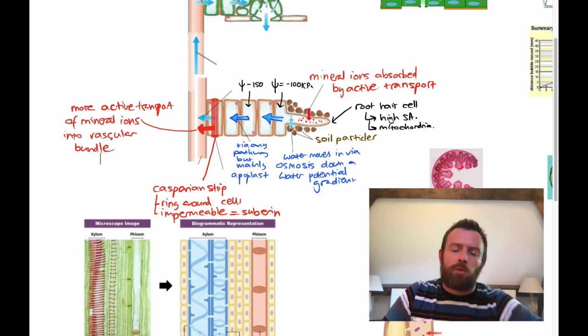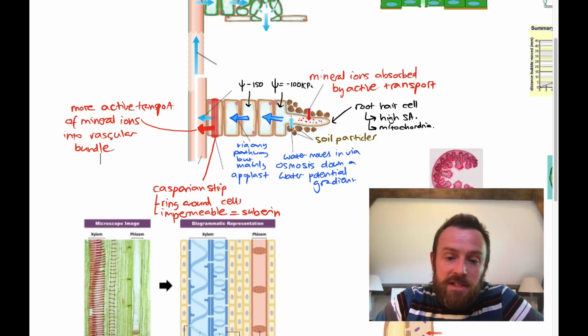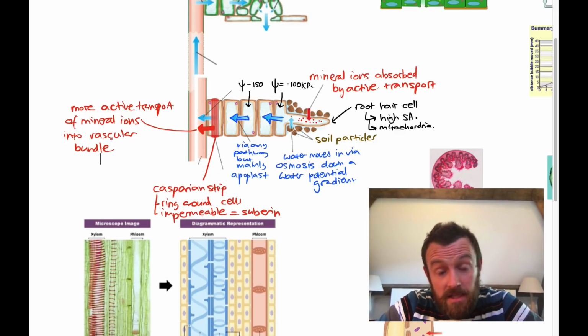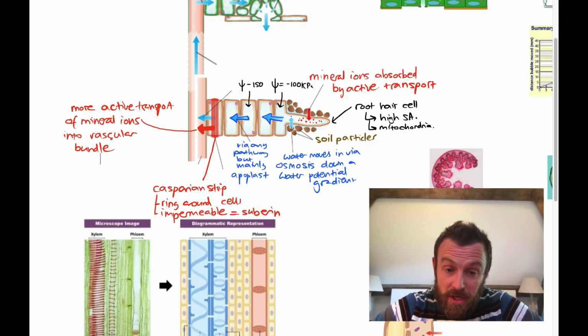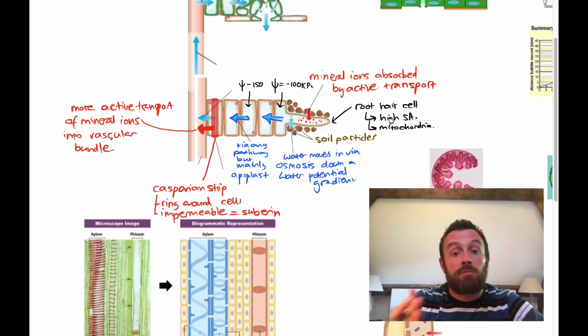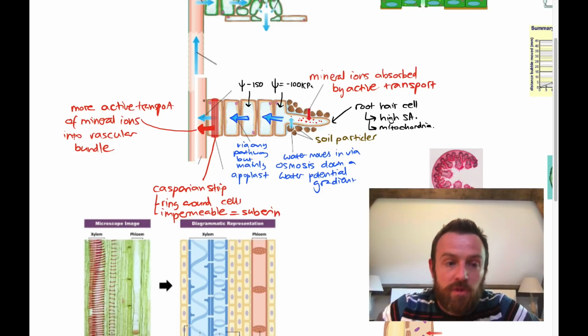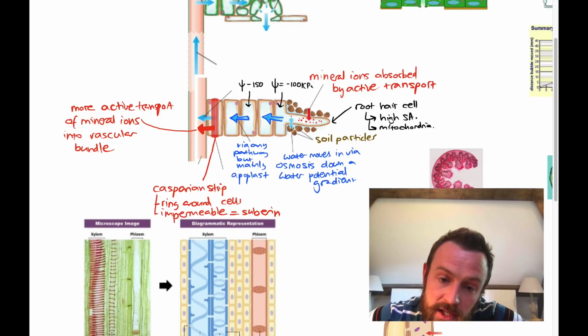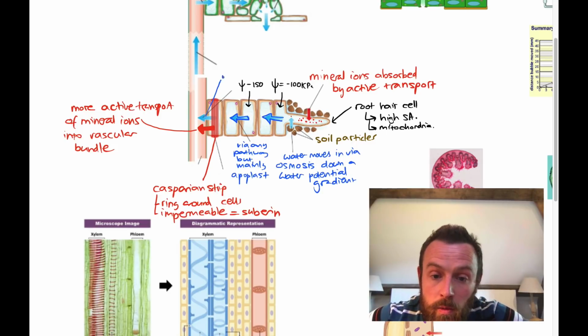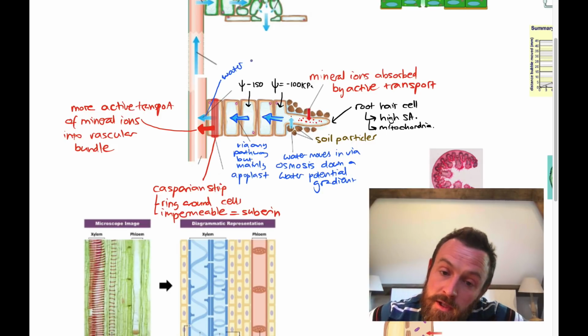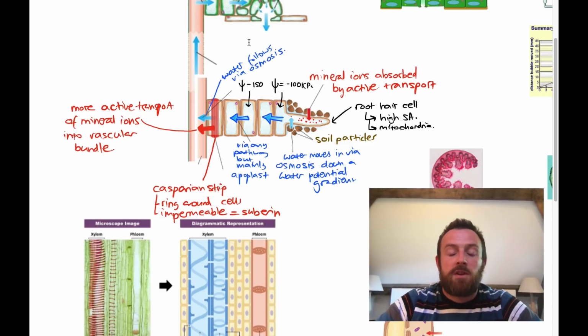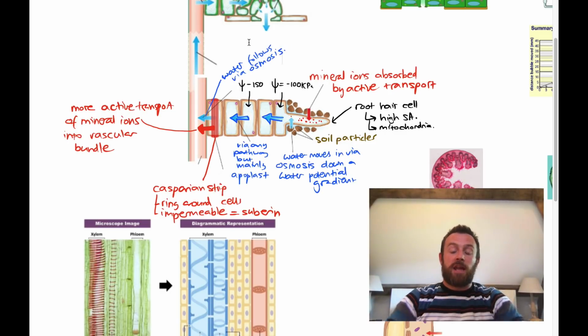So what's the point of that? Well, you pack more ions into the vascular bundle, which means, again, we lower the water potential, the psi value, and water moves via osmosis. So then this water moves via osmosis here. So that's this one. I'm just going to label that up here. Water follows via osmosis.